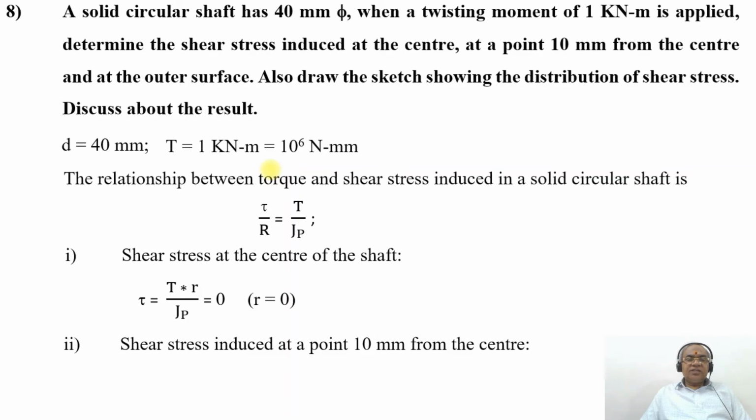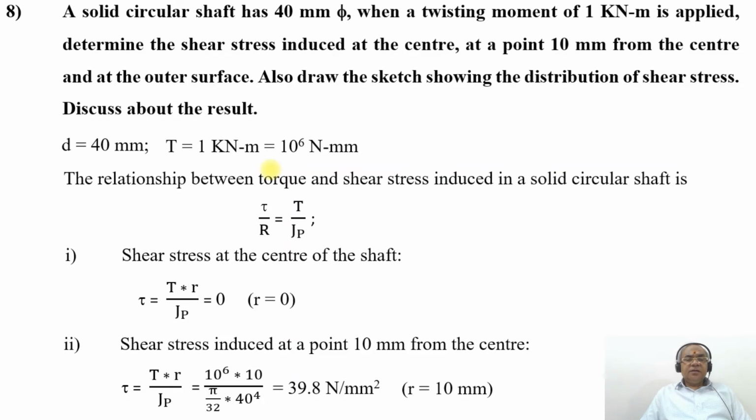And similarly, the shear stress induced at a point 10 mm from the center. That means you have a radius of 10 mm. What will be the shear stress? So tau will be equal to T into R by Jp, which is equal to 10 to the power of 6 into radius 10 divided by Jp, pi by 32 into 40 to the power of 4. Therefore, the shear stress will be 39.8 Newton per mm square at a radius of 10 mm from the center.